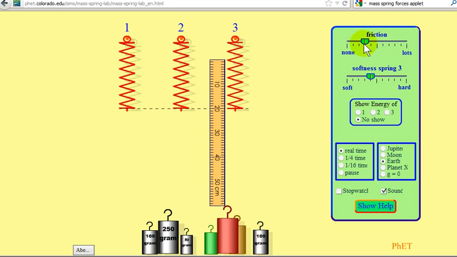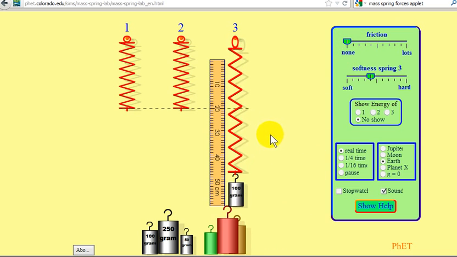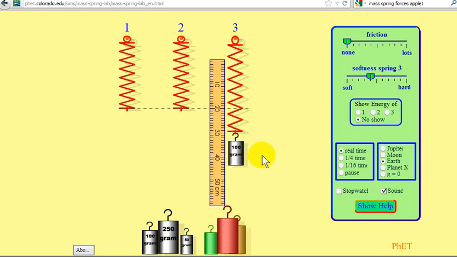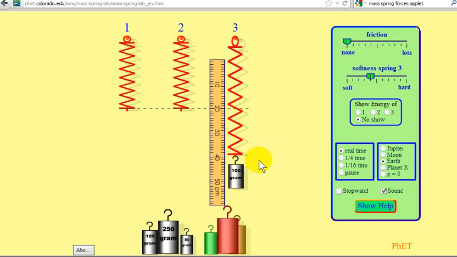If there was no friction, if I set the friction to none and attach this 100 gram mass and release it, what will happen is this mass will oscillate up and down indefinitely. This is the kind of motion that we will be studying. This type of motion is known as simple harmonic motion.